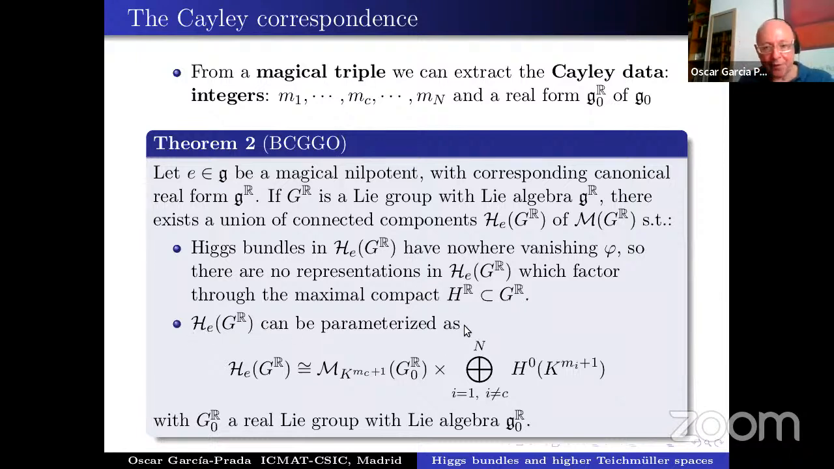And also that this union of connected components can be identified with another moduli space, which is now a moduli space of twisted Higgs bundles, where the twisting is given by K to the power m_C plus 1, for the real group corresponding to this Lie algebra, and then a bunch of holomorphic differentials. So not only do you prove existence, but it can be identified with this other moduli space, from which you can extract new invariants and so on.